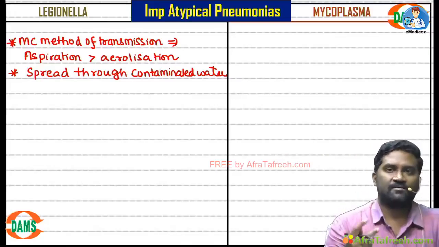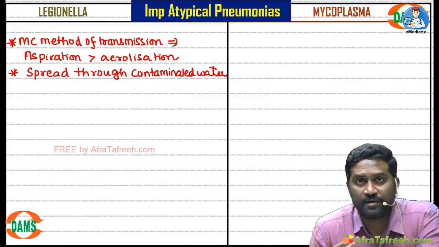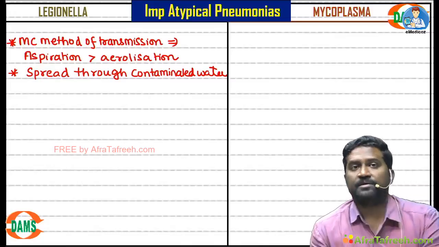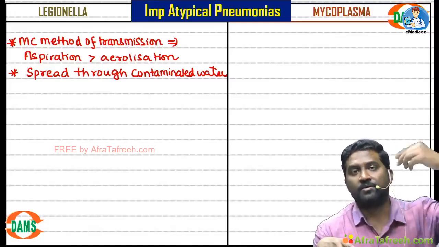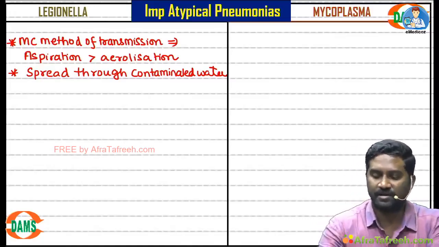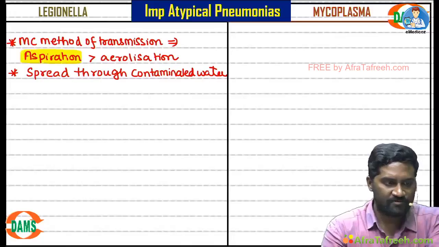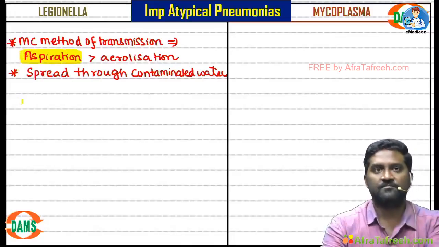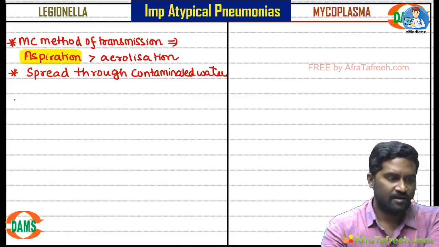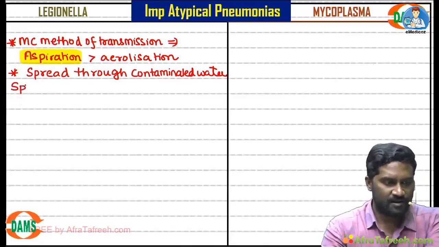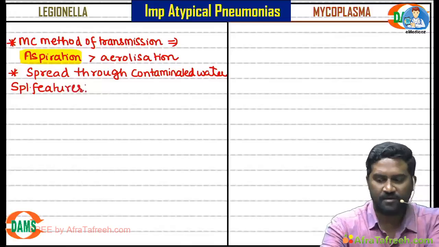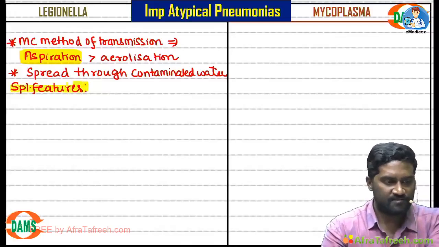The second mechanism is they can inhale aerosols from the contaminated water. That can also result in Legionella infection. But most common is through aspiration, followed by aerolization. Whenever I discuss Legionella, you should discuss its special features. What are the special features of Legionella pneumoniae?